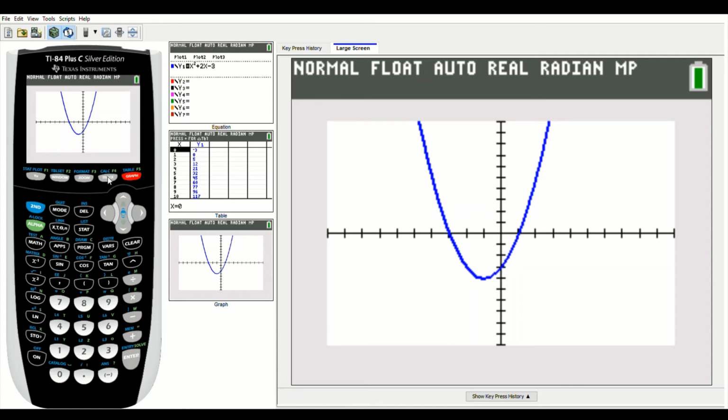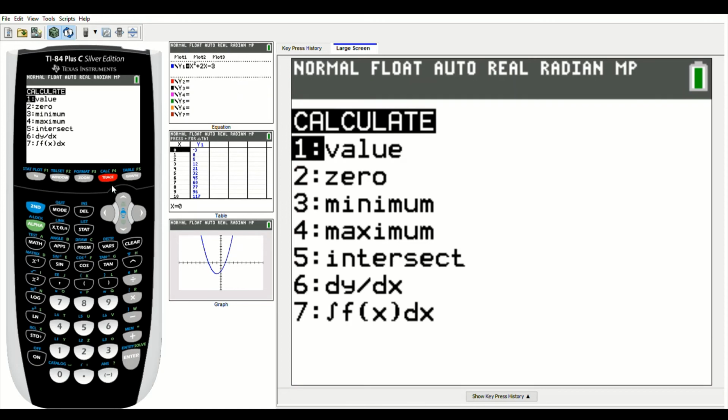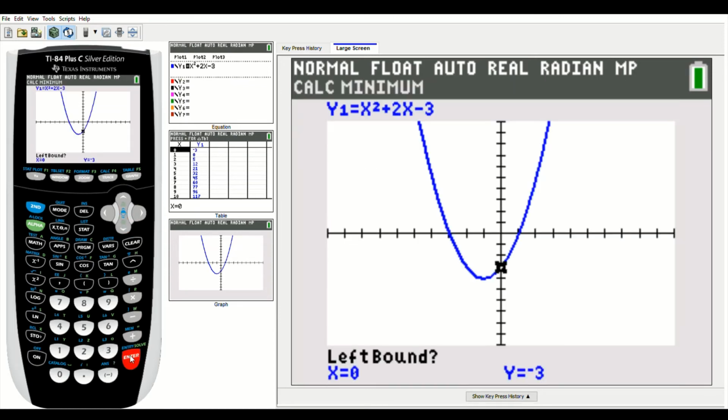So anytime you're in your graph and you want to calculate something, that blue calc above the trace button is where you're going to go, and that's a second function. So you're going to go to second trace, and you're going to calculate a minimum. You can scroll down to 3 and press enter, or you can just press the button 3. So we're going to find the minimum, and as you can see, it says left bound, question mark.